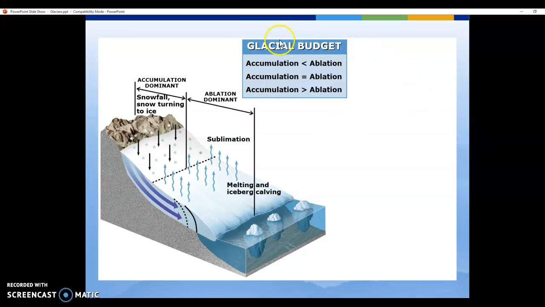All right, and then what we just said in words earlier: if accumulation equals ablation, then this dashed line kind of stays where it is. If accumulation is greater than ablation, then this dashed line moves downhill. And if accumulation is less than ablation, then this retreats and this snow line moves up the hill.